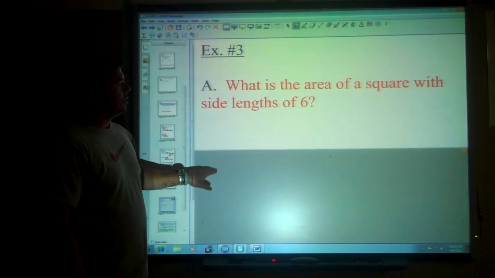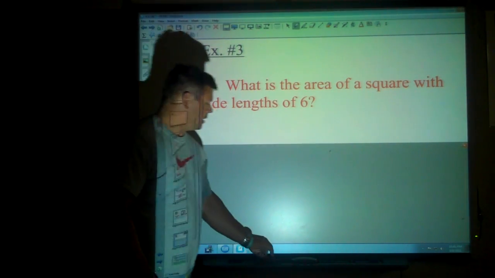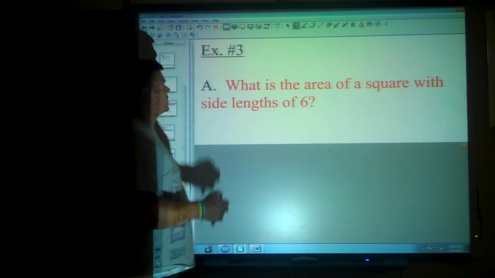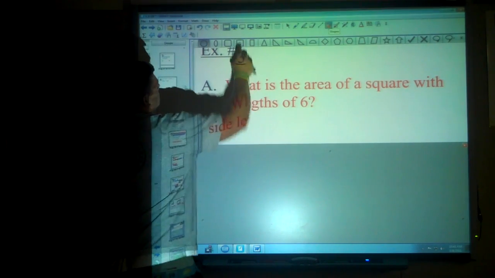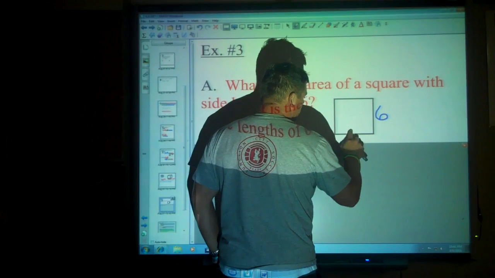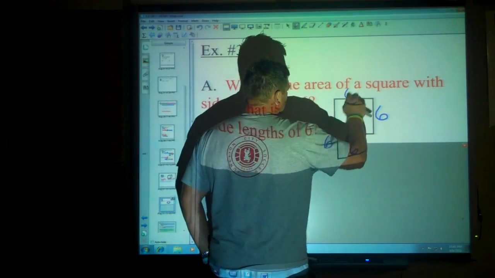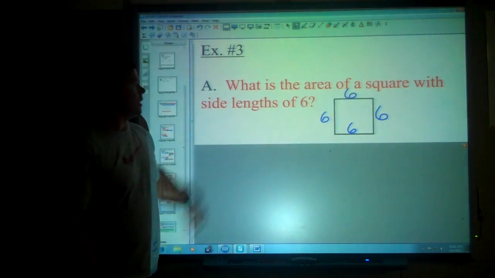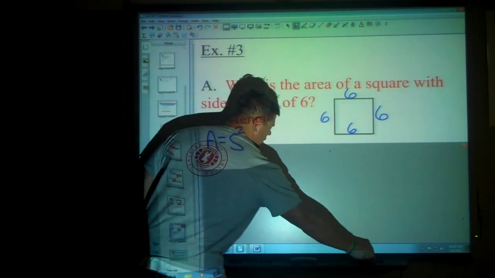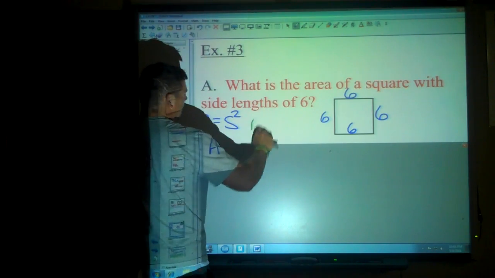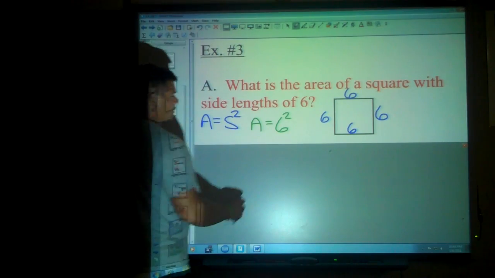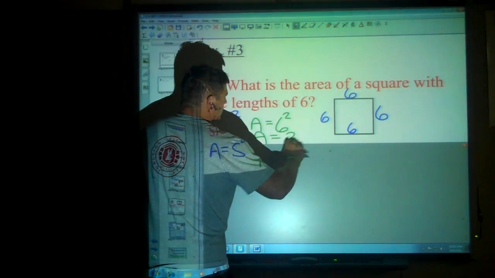In our last example, what is the area of a square with side lengths of 6? One of the best things you can do is get a diagram. So here's my square, side lengths of 6. But we're looking for the area. We said that the area was the side squared, which means, in this case, it's going to be A equals 6 squared. And 6 squared equals 36. So we would say 36.